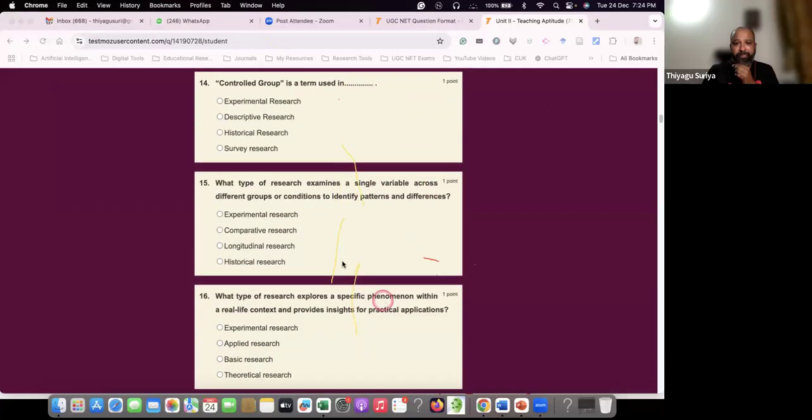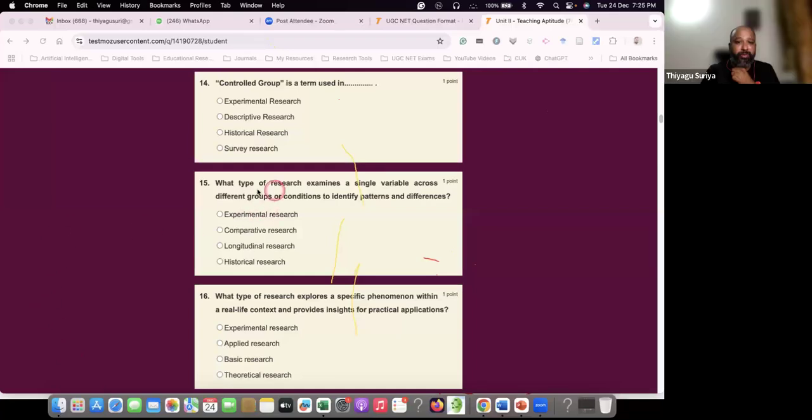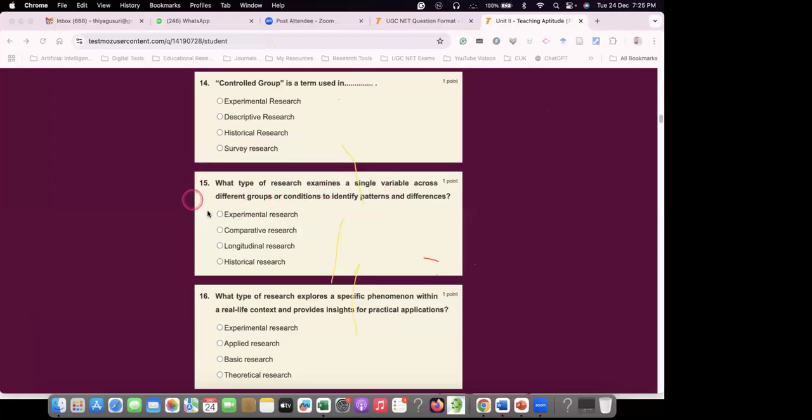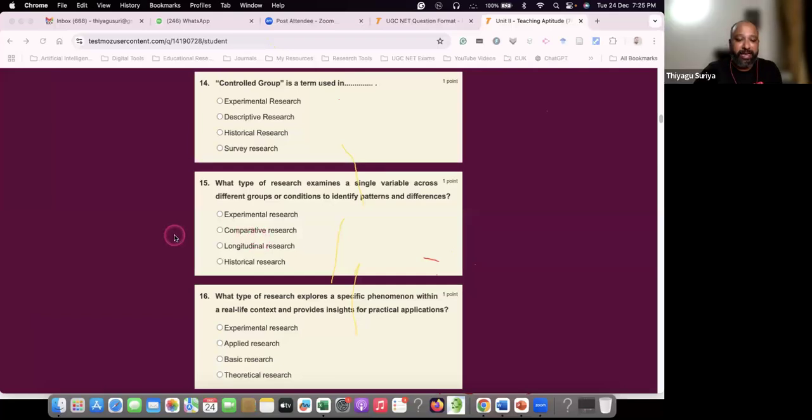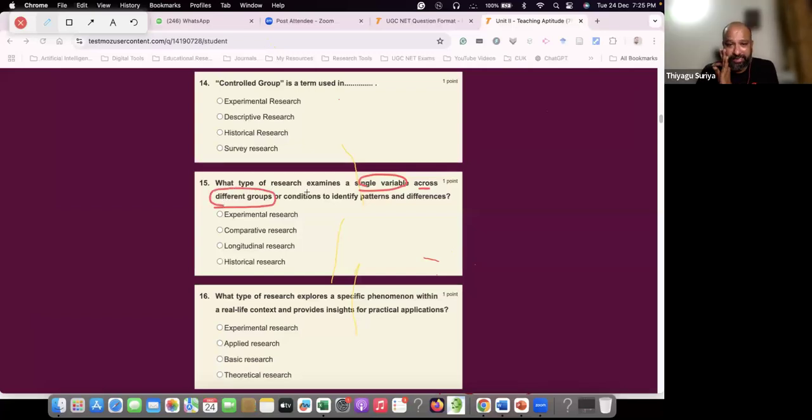What type of research examines a single variable across different groups? That's a good question. Can you give the answer for this? Longitudinal research? No. The term is different groups. Comparative. The answer is comparative. Please kindly read the question twice. Listen, with a single variable you automatically think of longitudinal. It's not longitudinal here. Across different groups, they're doing comparisons at the same time. Hope you understood.